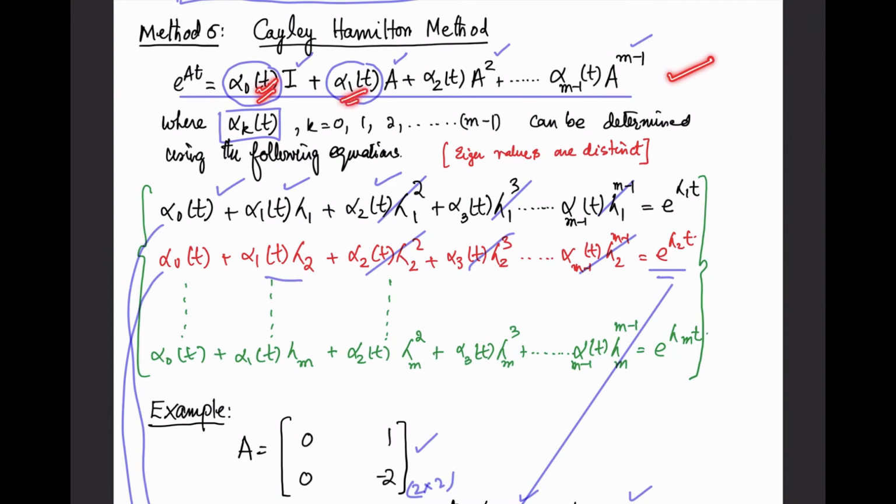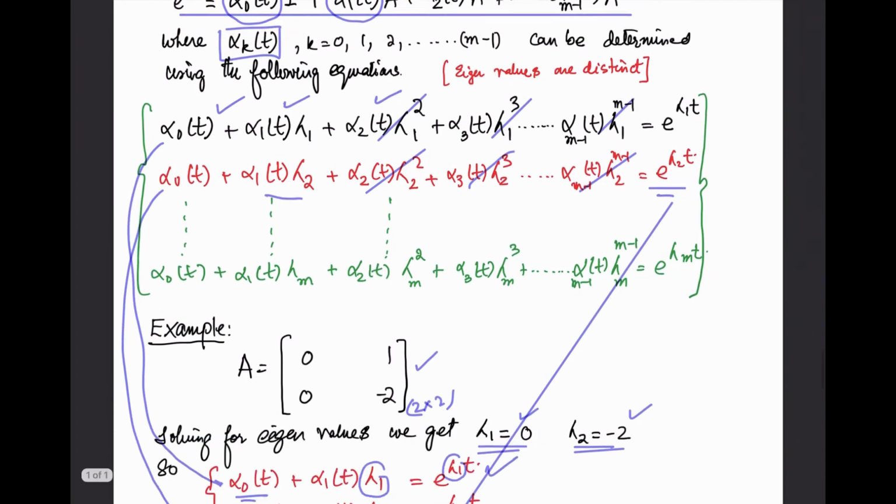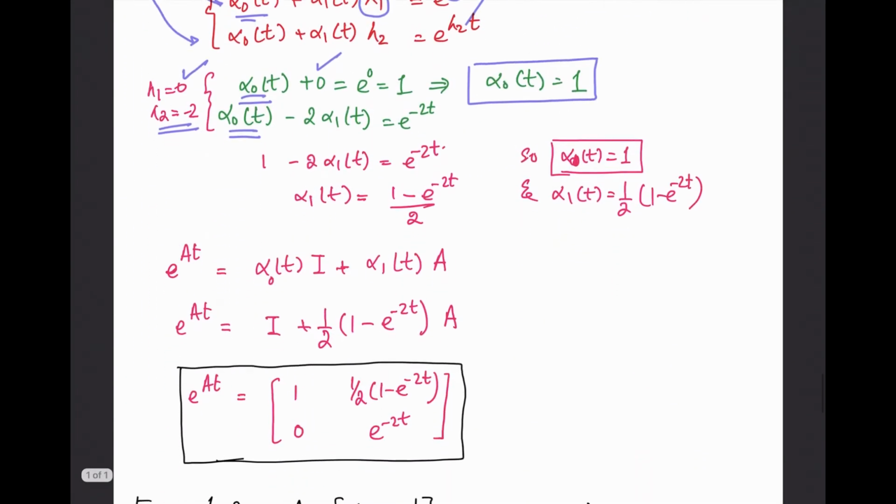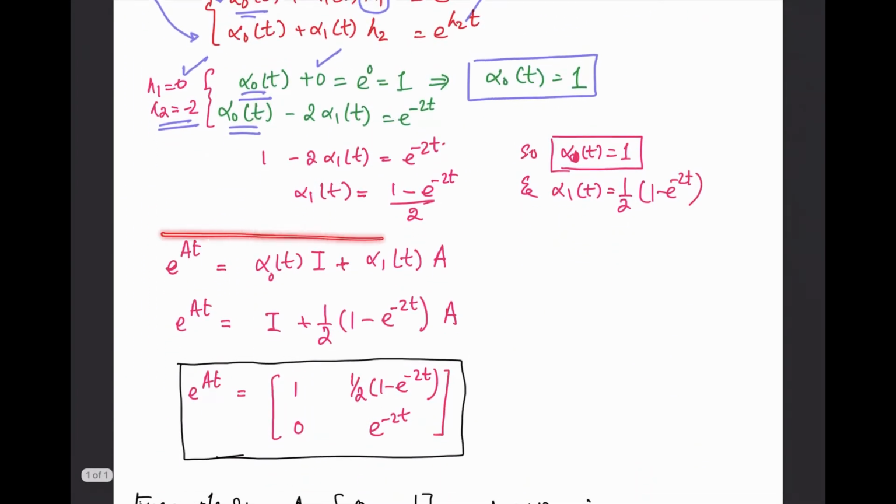we have solved it for alpha 1 and alpha 2 for a 2 cross 2 order of the matrix A. We need only the first two terms, right? So from this equation we have this part only. So using this one, we can determine the state transition matrix. So that is this part.